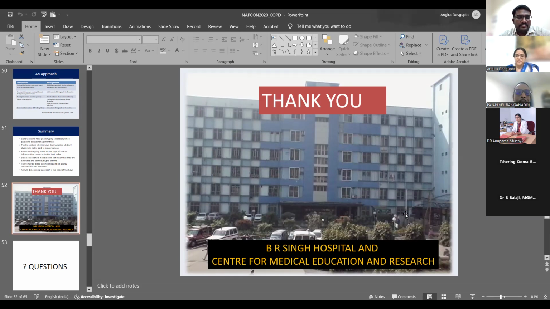Ma'am, you are having so many innovative ideas and innovative methods. So why not we use some environmental sensors to detect outdoor pollution?